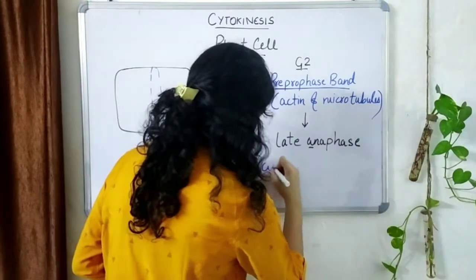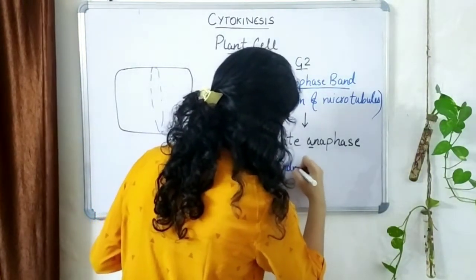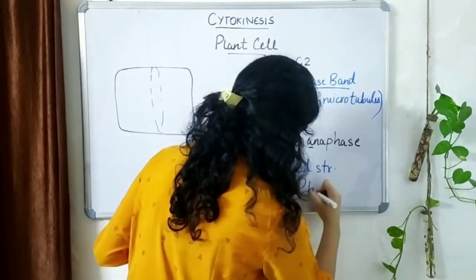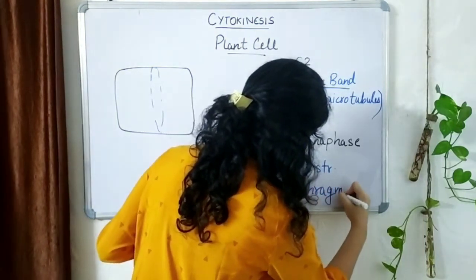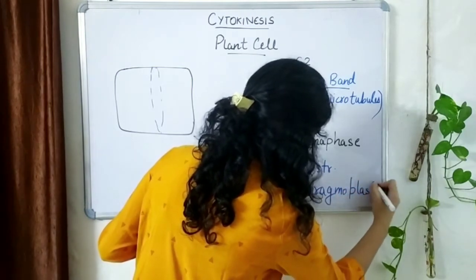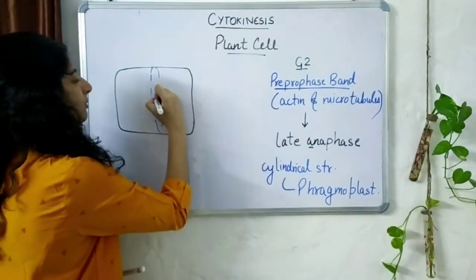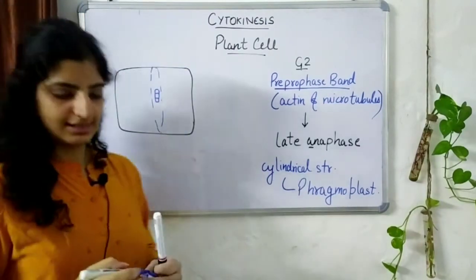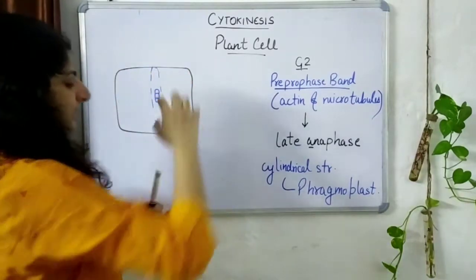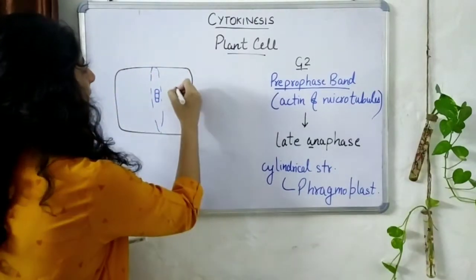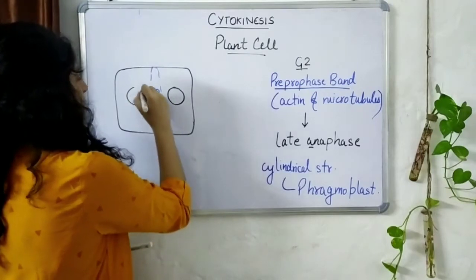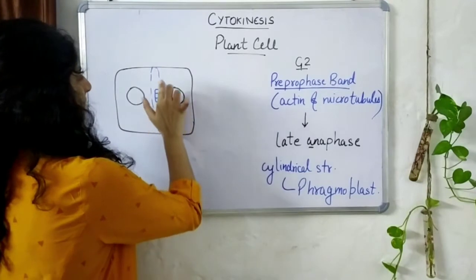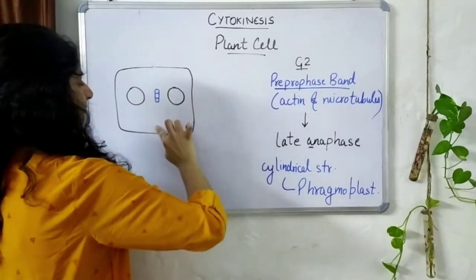However, at the end, in late anaphase, when the cells are moving away from each other, there will be formation of a cylindrical structure, and this structure is known as a phragmoplast. It will be present somewhere between the two cells. As the poles are decided and the nucleus starts to form during telophase, this phragmoplast starts to extend.